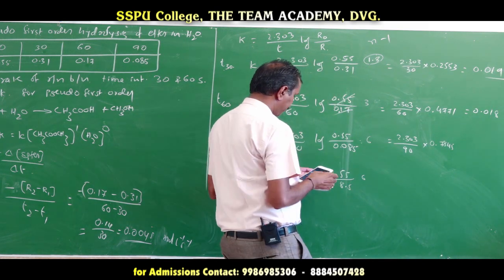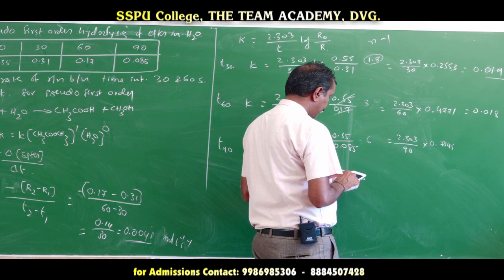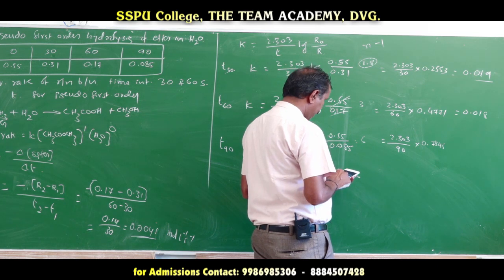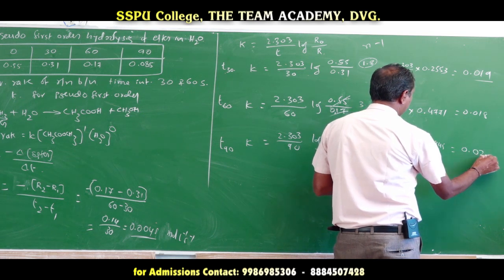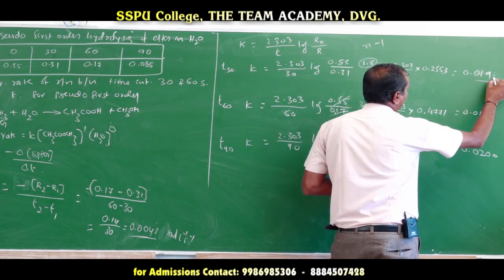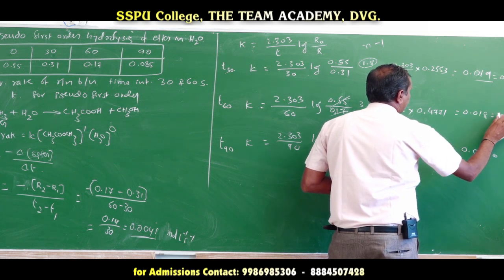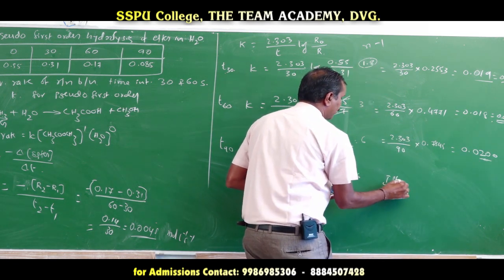Okay. Here 2.303 into 0.7845 divided by 90. See, almost these values are nearly equal to 0.02. Okay. If the value of k remains constant at different time intervals, hence it is first order.